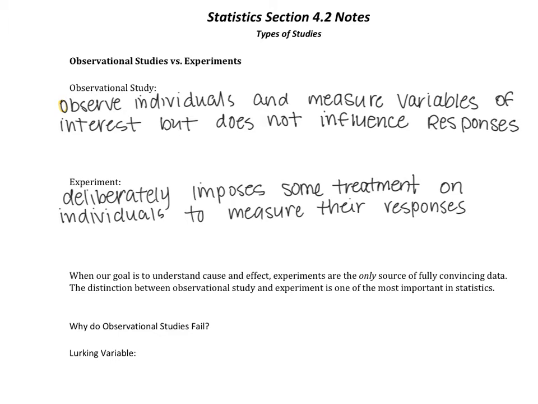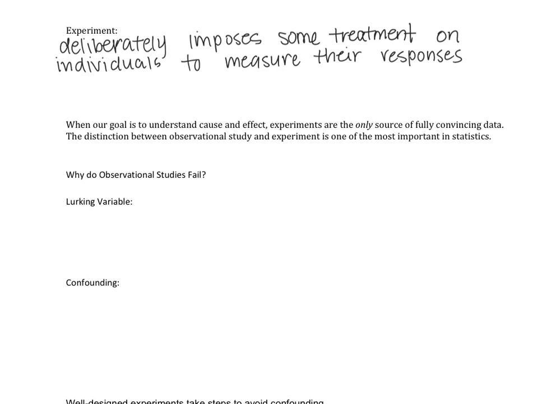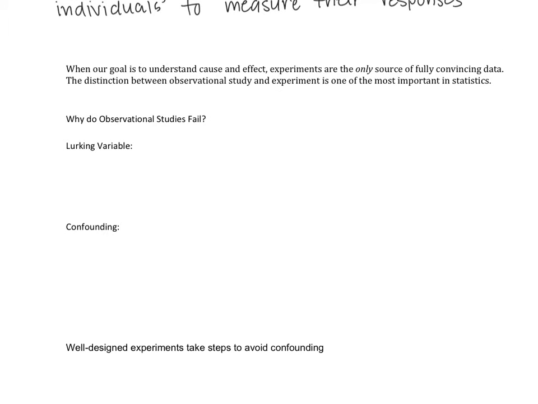If you're trying to understand cause and effect, experiments are the only source of fully convincing data. Being able to distinguish between an observational study and an experiment is very important in statistics. So we're going to take a closer look at why observational studies aren't used best. There are two main reasons why observational studies aren't the best.